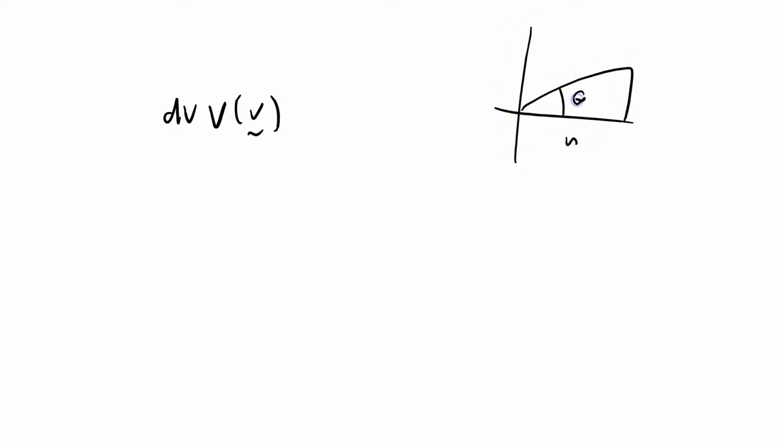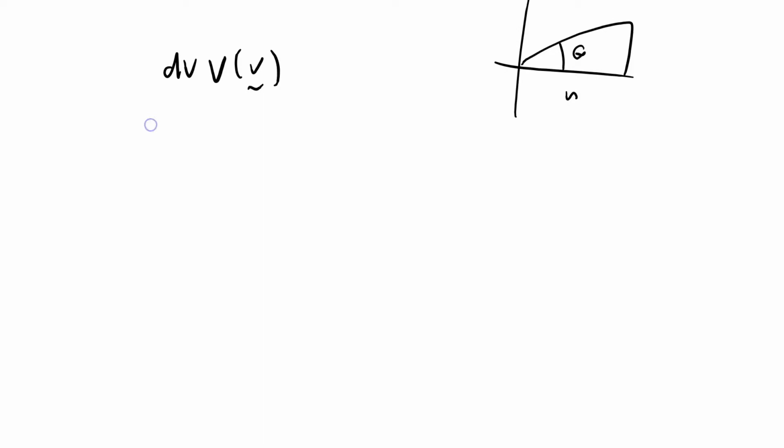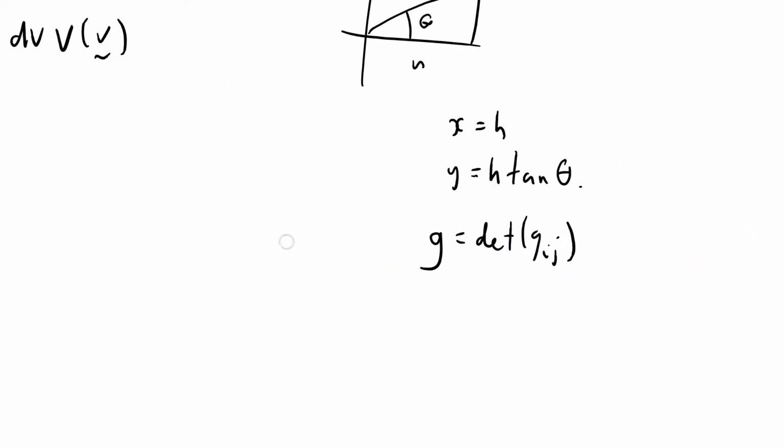General relativity step by step. Right, I'm going to identify the divergence of a vector field V written in my peculiar h theta coordinate system. You'll remember x equals h and y equals h tan theta, and we specified g, which was the determinant of the fundamental tensor, the metric tensor, which was h squared sec to the 4.